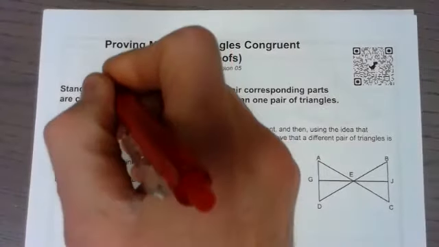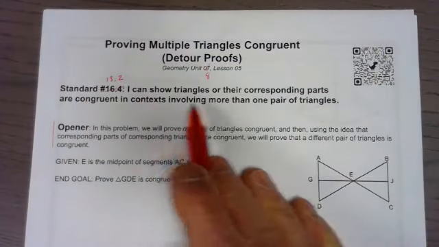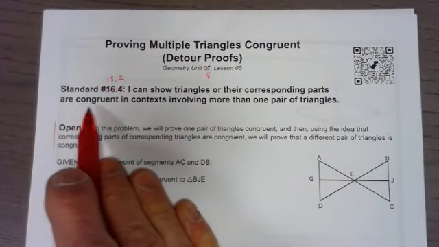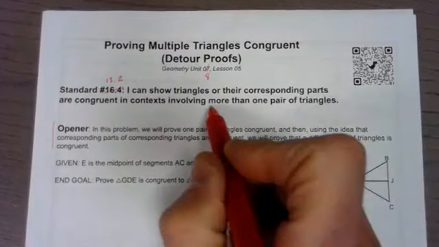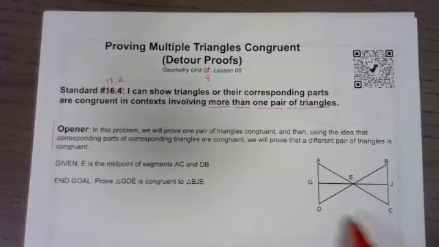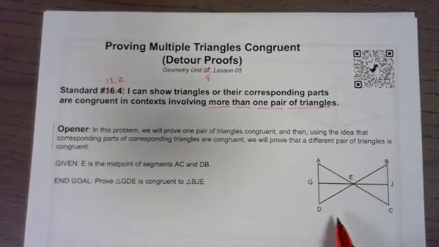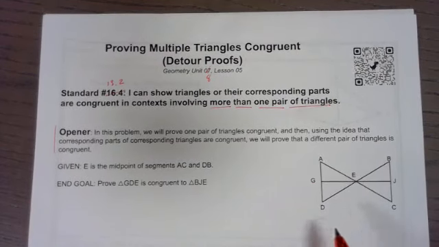Standards, this is going to be standard 13.2. I can show triangles or their corresponding parts are congruent in context involving more than one pair of triangles. So in these situations, we're going to have a lot of different triangles showing up here, so we want to make sure that we know what's going on. We got to be careful about that. I got some strategies, hopefully that will help you out as you're moving through these.